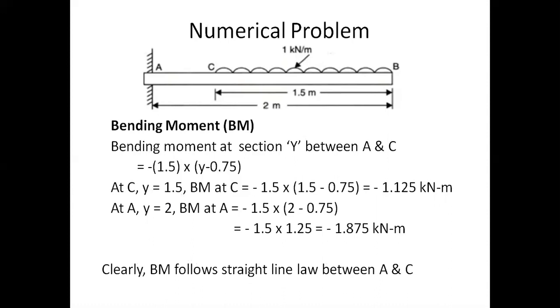Clearly, if you see, the bending moment varies with Y, that is, the distance from the free end. That means it follows a straight line law between A and C. Therefore, between C and B it follows a parabolic law, and between A and C it is a straight line. These things we have to remember when we draw the bending moment diagram.